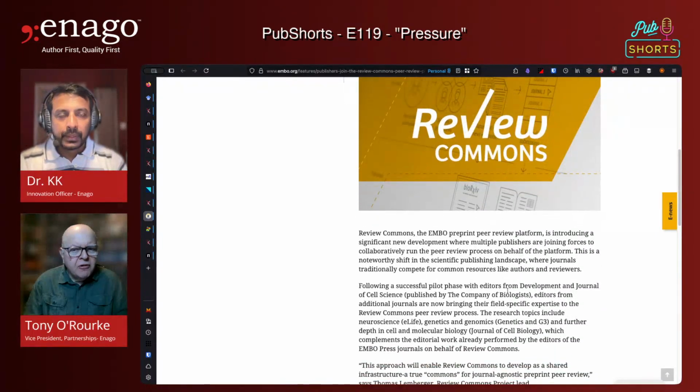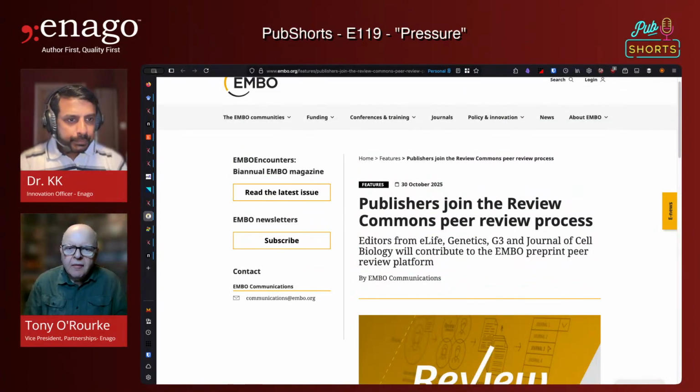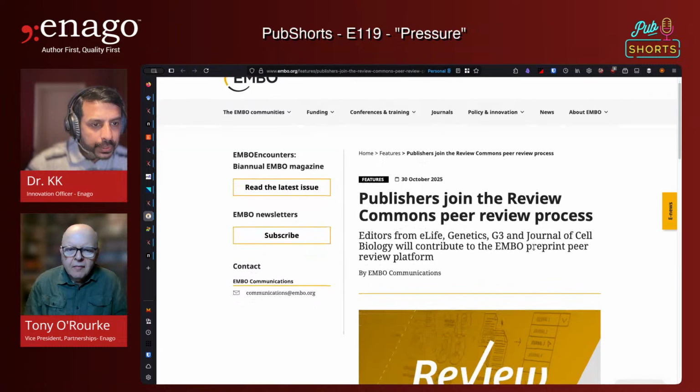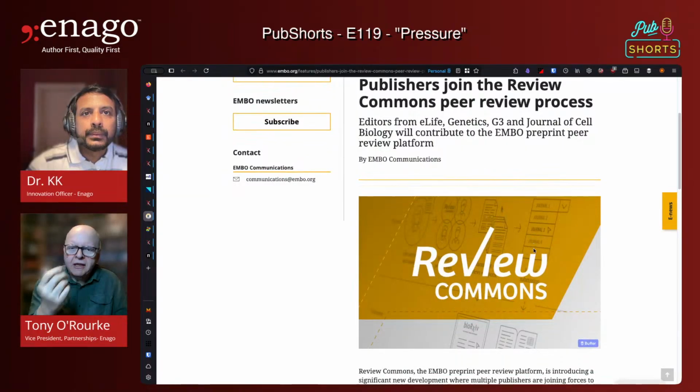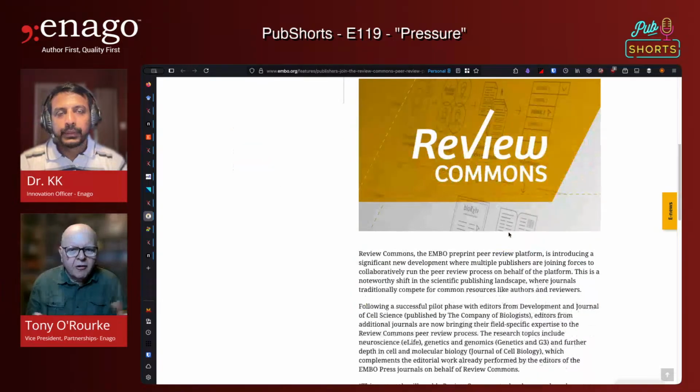Are they doing it for their own journals, or is it an industry-wide initiative? So many publishers have joined, is what I understand. Let me just confirm. Oh no, it's an industry-wide initiative. So eLife, Genetics, G3, Cell Press, EMBO are creating this Review Commons.